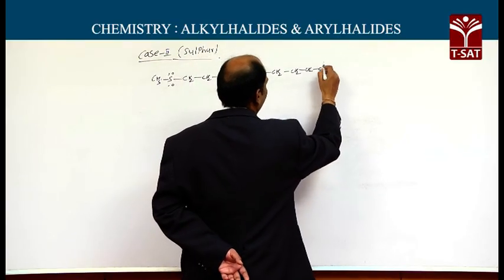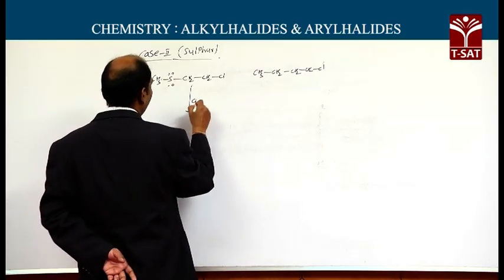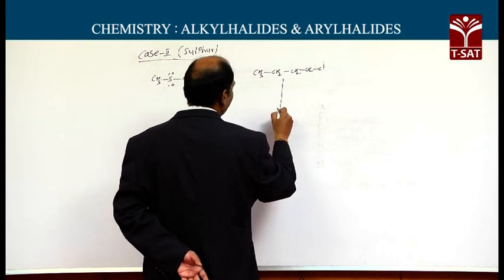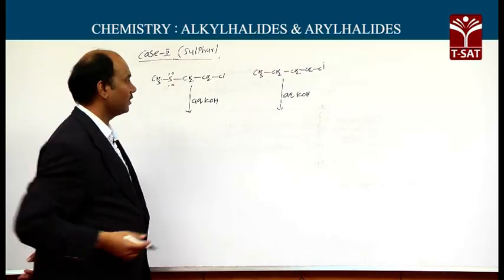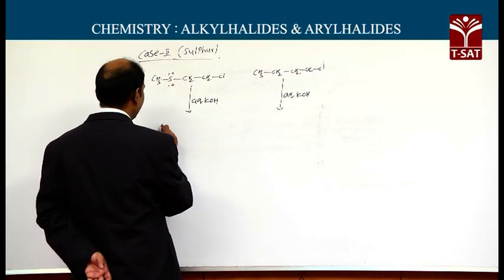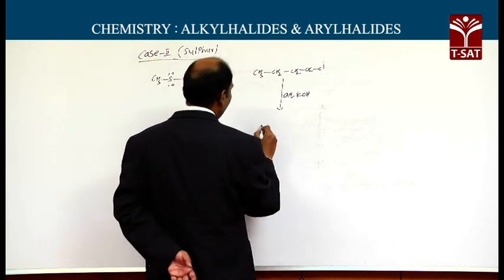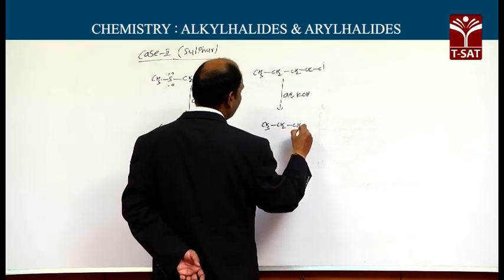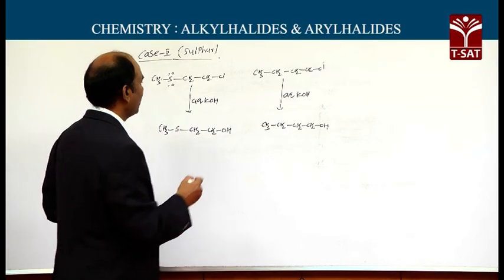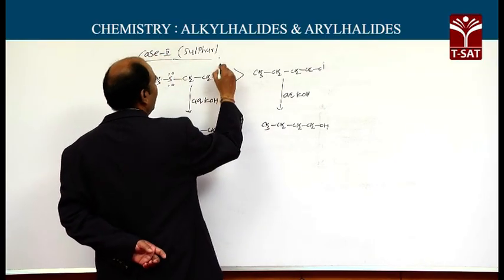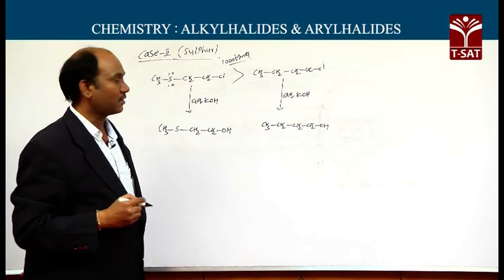In these two examples, which is more reactive towards nucleophilic substitution reaction? Suppose both compounds are treated with aqueous base. So here we get this product, CH3SCH2OH, and here we get CH3CH2OH. The reactivity of this compound is greater than this compound, nearly 1000 times faster than this reaction.